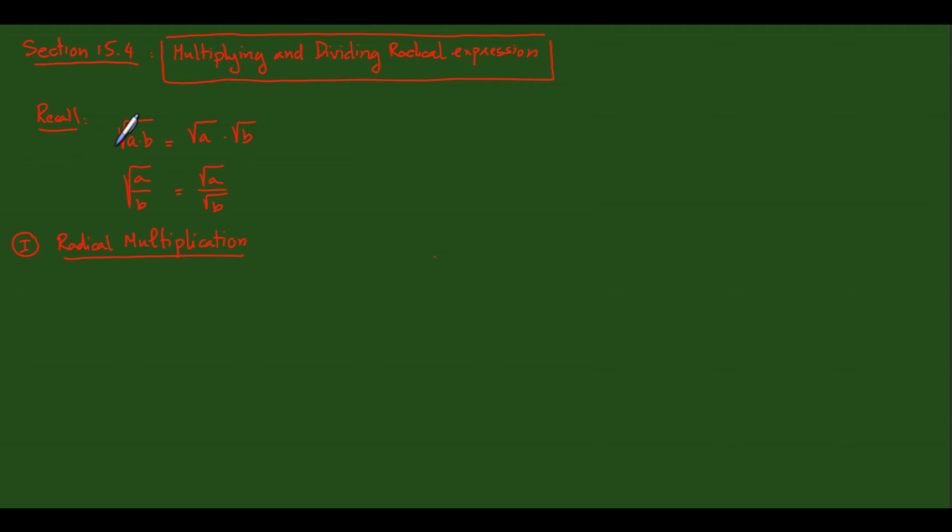For example, I'm going to give you something very simple. For example, I have the square root of 3 multiplied by the square root of 2. Then I can write it as the square root of 3 times 2 under one radical sign. Then it gives you the square root of 6. So that's the first example. Very simple. You can multiply like that.